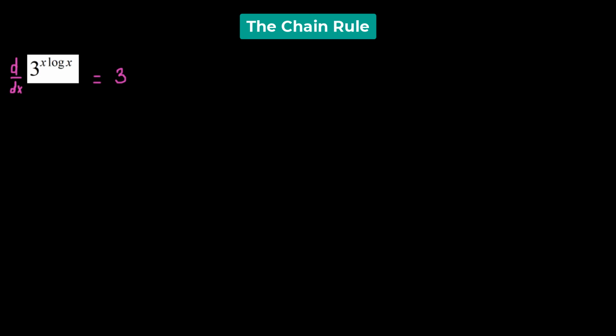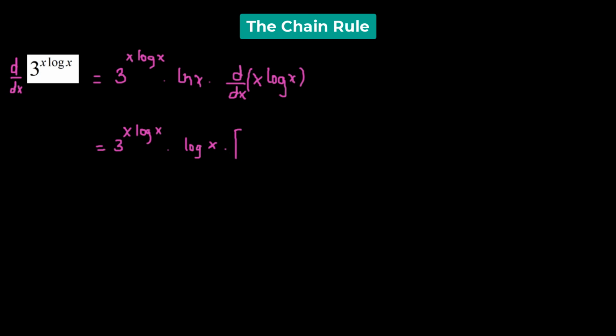So that should give us 3 raised to the power of x log x, times natural log of x, multiplied to the derivative of our assumption, which is x log of x. Now we'll have to find the derivative by applying the product rule. So that will be 3 raised to the power of x log x times log of x, or natural log of x. We are assuming that all the logarithms have the base of e. Treating x as the first function, we have x multiplied to the derivative of the second function, which is log of x, plus the second function multiplied to the derivative of x.